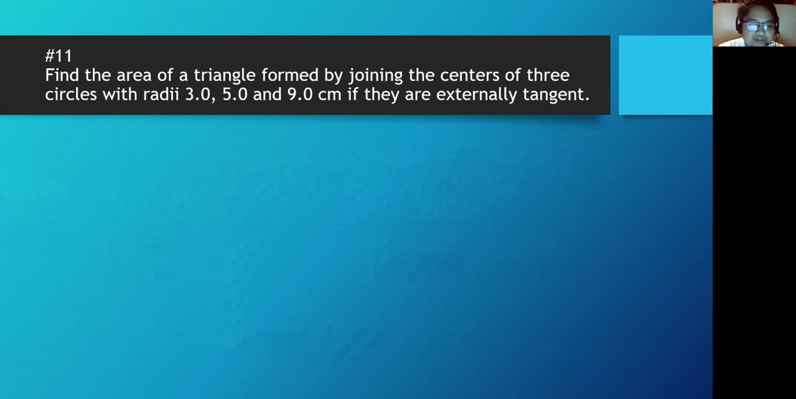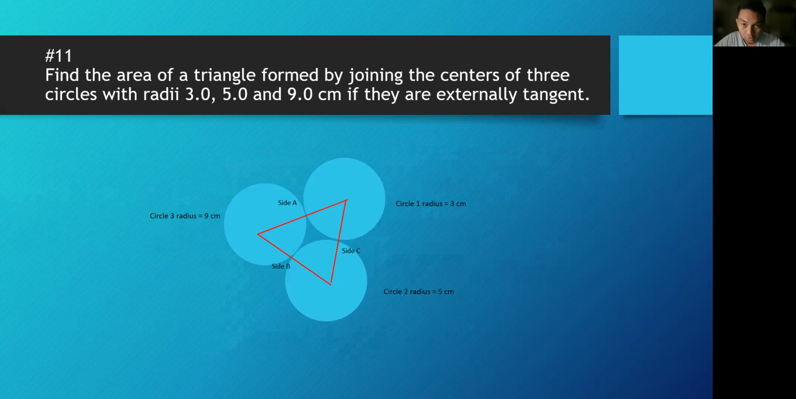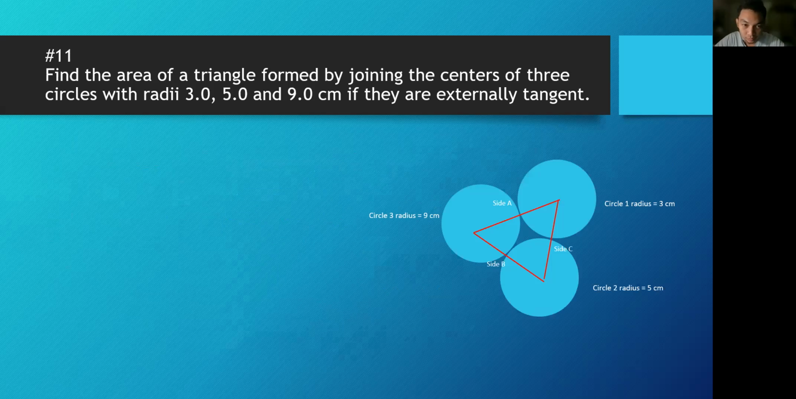So proceed to the next presenter. For the next problem, problem number 11, find the area of a triangle formed by joining the centers of 3 circles with radii 3, 5, and 9 centimeter if they are externally tangent. So this is the illustration for 3 externally tangent circles, and by connecting their centers, we can form a triangle denoting side A, side B, and side C. So by analyzing the figure, we can make measurements for every side.